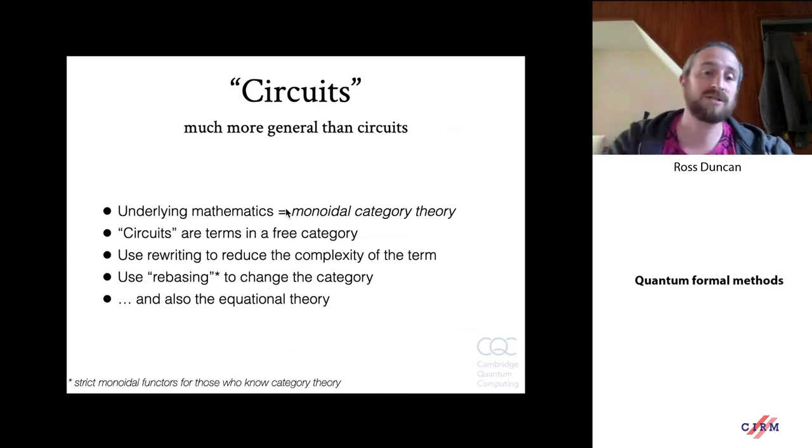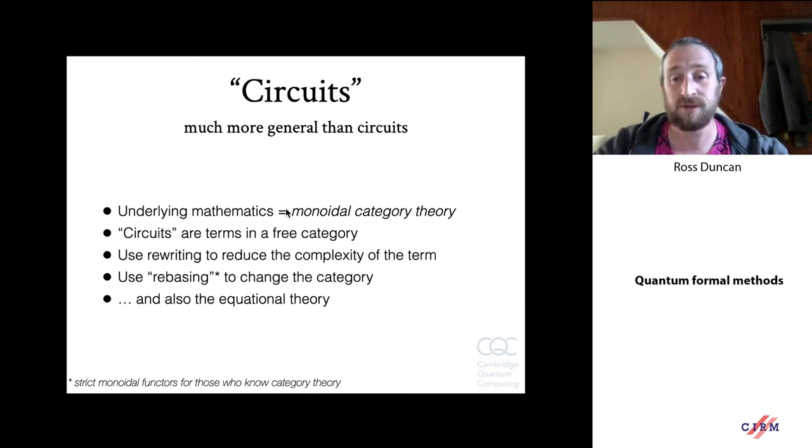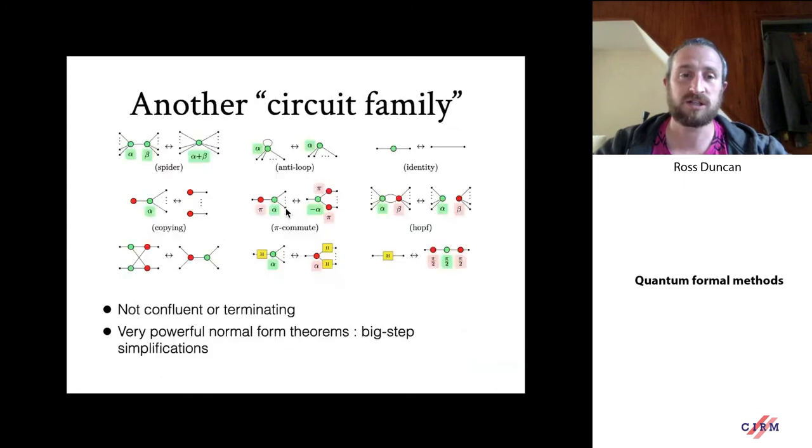And we can use this flexibility given to us by category theory to change the language in which we talk about these things to whichever one is most convenient for what we want to do. So having another language at our disposal will be extremely helpful. And so instead of talking about circuits, as we just saw, we're going to change to the ZX calculus, which looks a bit like this.